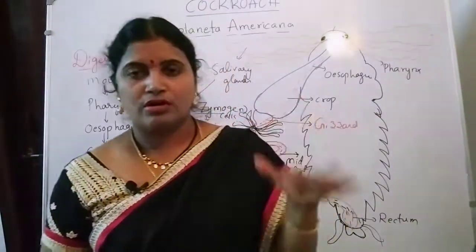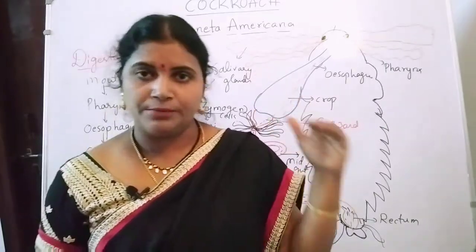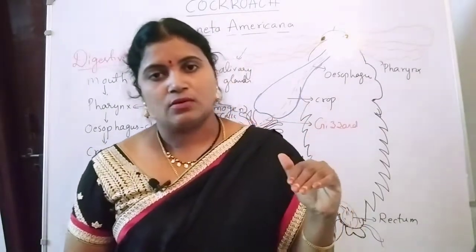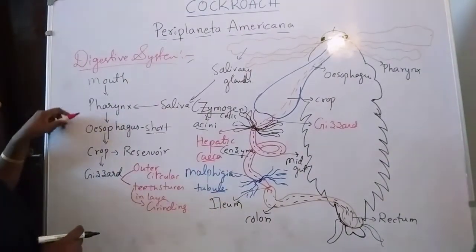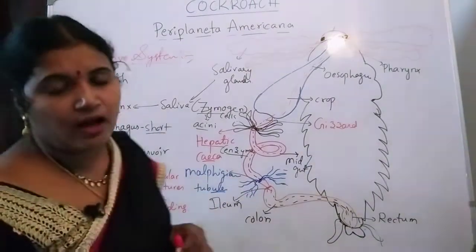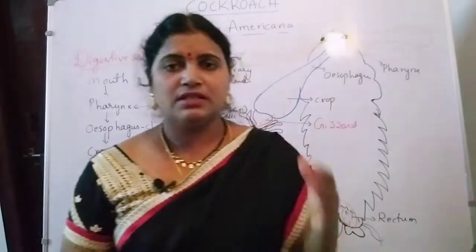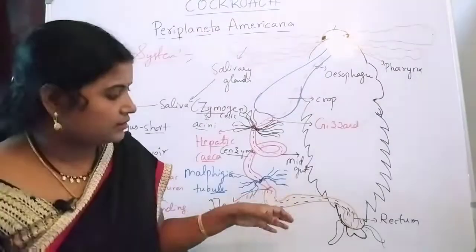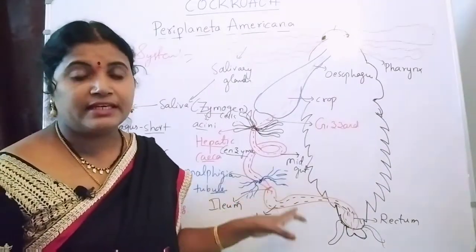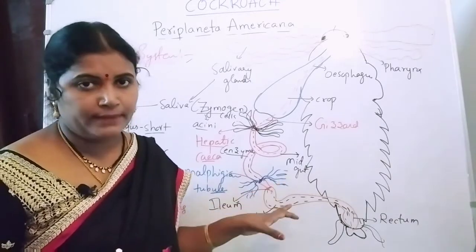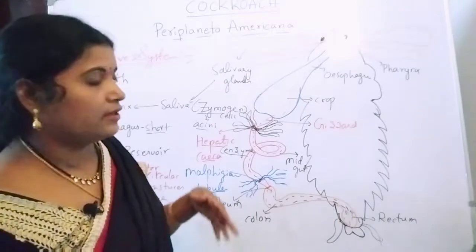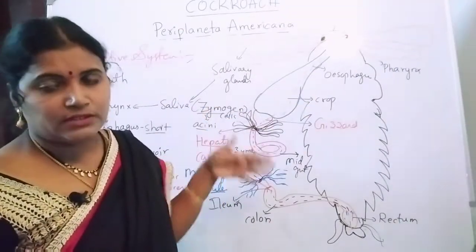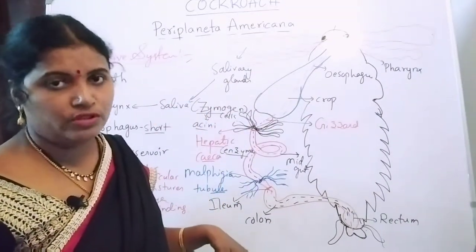So here foregut is also known as stomodaeum, which involves the parts mouth, pharynx, esophagus, crop and gizzard. After that, midgut is known as mesenteron, and finally hindgut is known as proctodaeum. So scientifically, biologically, we use the terms stomodaeum, mesenteron and then proctodaeum.